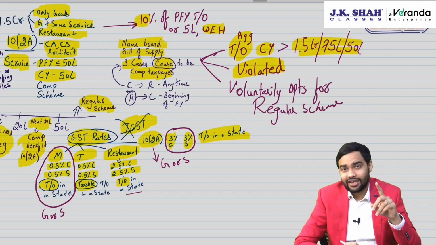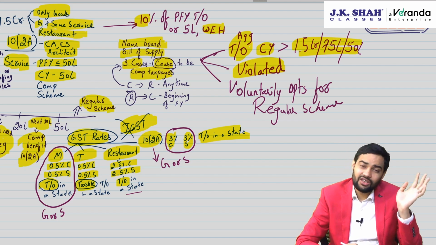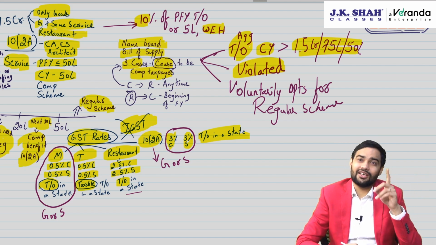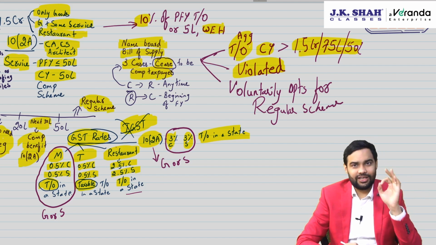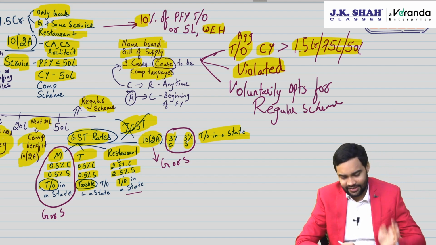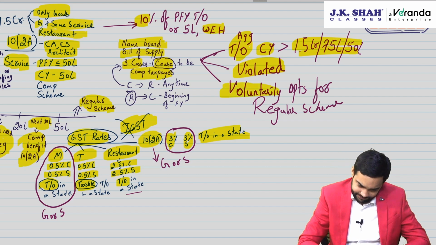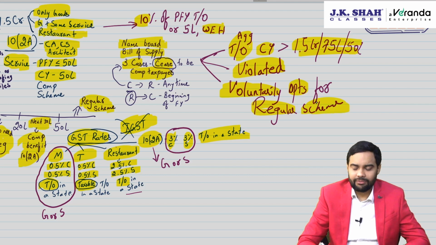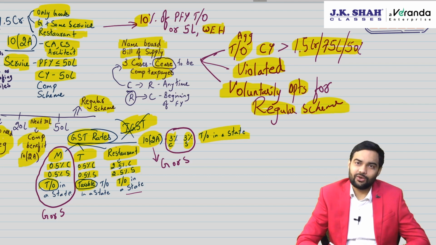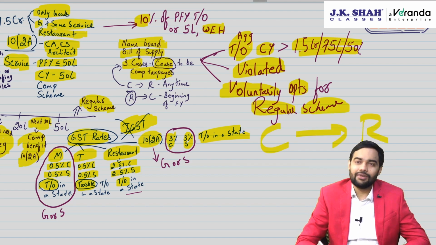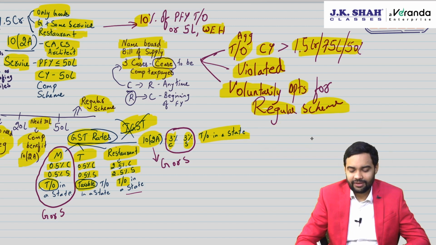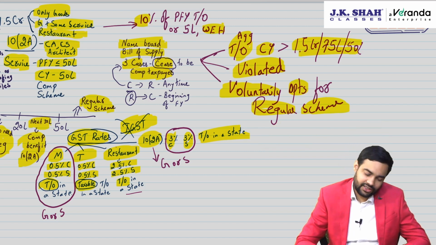And if one branch breaks one condition, all the branches have to shift to the regular scheme. Plus, the law also provides that all the branches have to take the composition scheme together. 3. Or voluntarily opts for the regular scheme. At any point of time, you can shift from composition to regular, because just imagine in the composition scheme you are paying 1%. Now you say, government, I want to shift to the regular scheme. Government will place a red carpet for you. Anytime you can shift from composition to regular scheme.